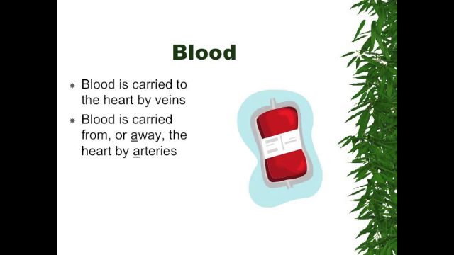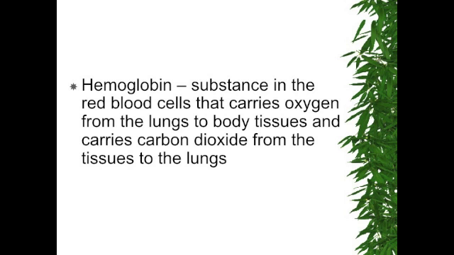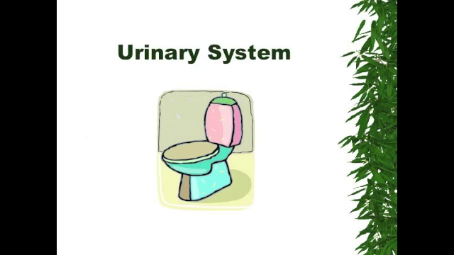Blood is carried to the heart by the veins. Blood is carried away from the heart by arteries. Hemoglobin is the substance that oxygen attaches itself to in blood. Oxygen is carried through the body. Carbon dioxide is carried back to be released. The urinary system.